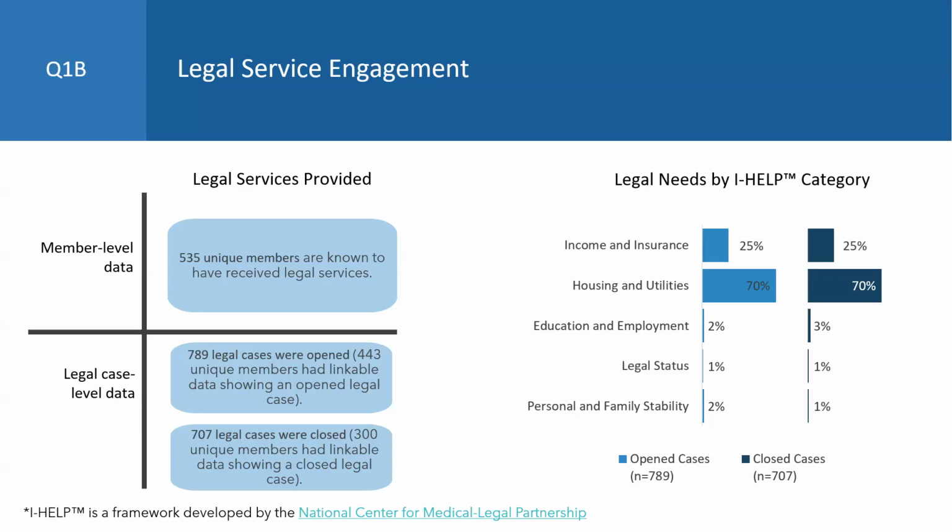And when we think about the different needs that are addressed through these legal services, a lot of them are primarily related to housing and utilities. Some of them are related to income and insurance. And then we also saw a few cases related to education and employment, legal status, or personal and family stability. You can go to the next slide.